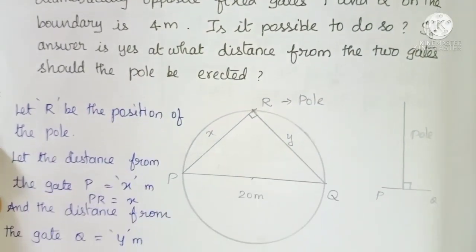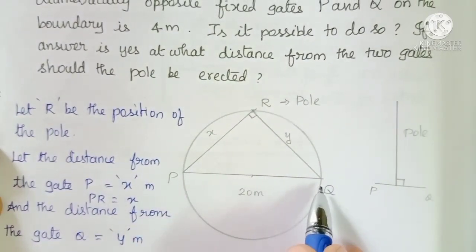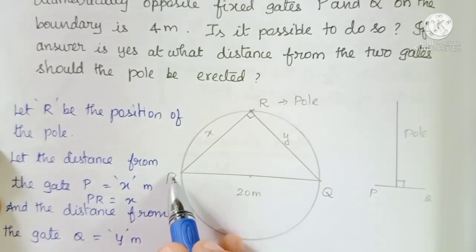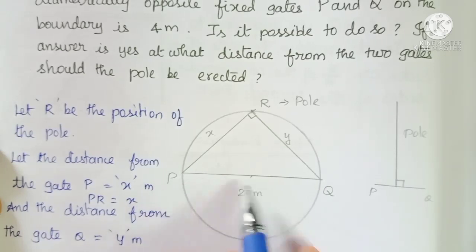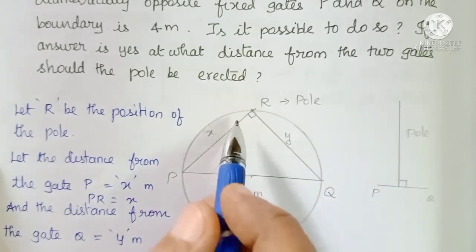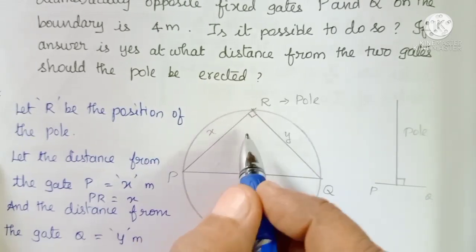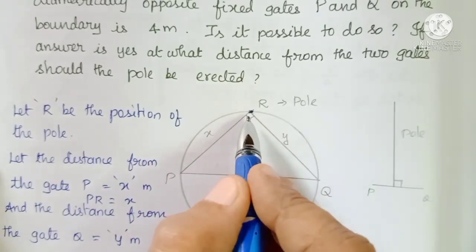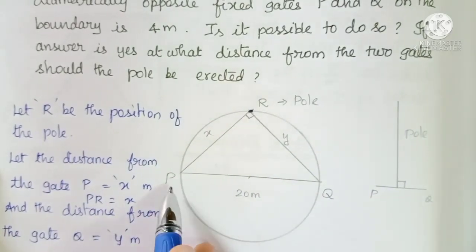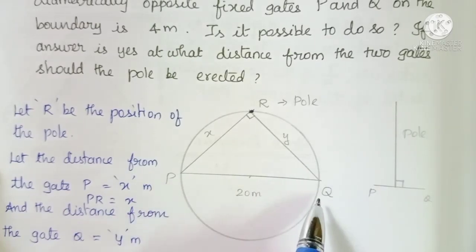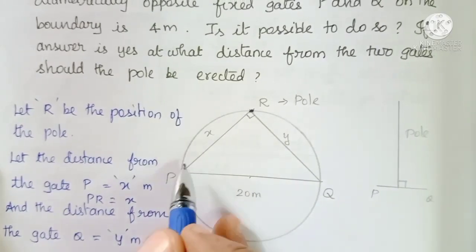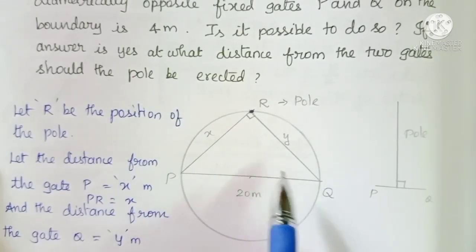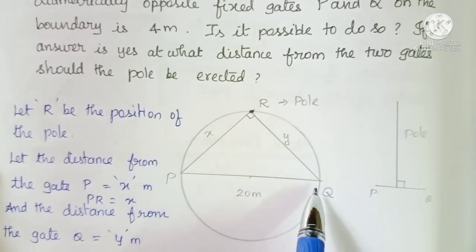So what is given? The diameter of the circular region is given, with the length 20 meter. Now these fixed gates are P and Q. Now this R is the pole that we are taking on the boundary. One pole, so at the pole point here we are fixing the letter R. Now R is one pole, P and Q are fixed gates, and PQ is the diameter of the circle, 20 meter. The difference between PR and RQ is given as 4.